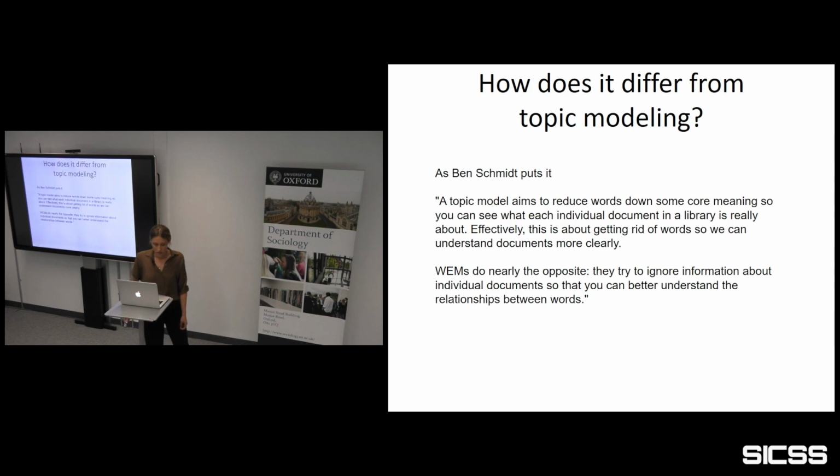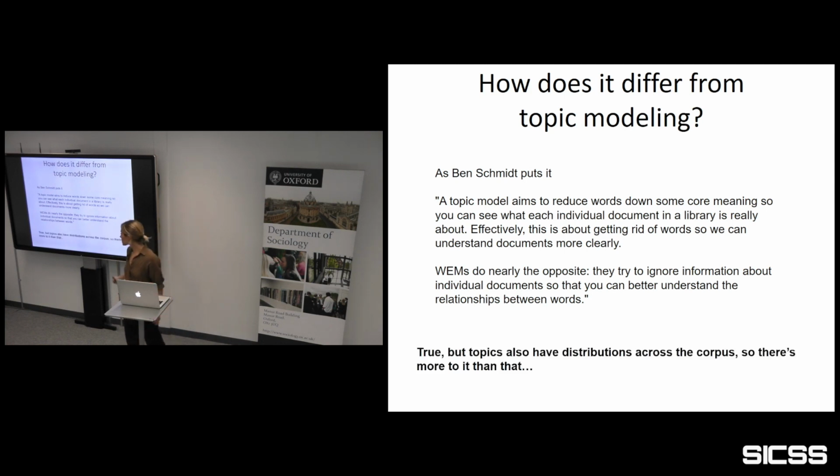Ben Schmidt has some great tutorials on word embeddings online, and I learned a lot from them and probably saw some of his intuitions pop up in here. He says this in trying to describe the difference: whereas a topic model aims to reduce the words down to some core meaning so that you can see what each individual document in the library is really about. So, get rid of the fluff. I just want to know the themes, right? The topics. Effectively, this is about getting rid of words so that I can understand documents more clearly. Word embedding models do nearly the opposite. They try to ignore information about individual documents so you can better understand the relationship between words.